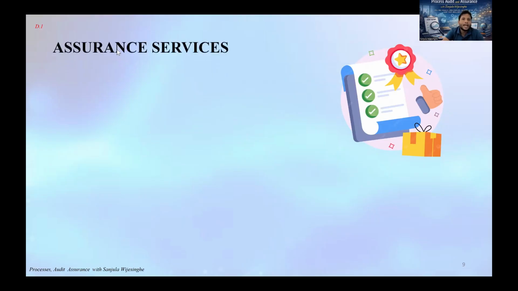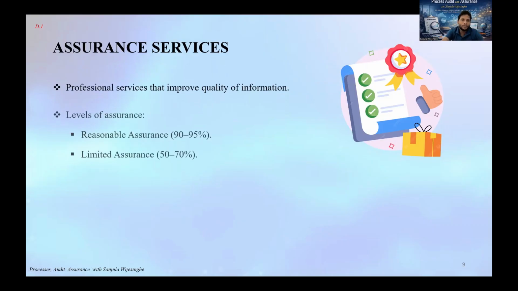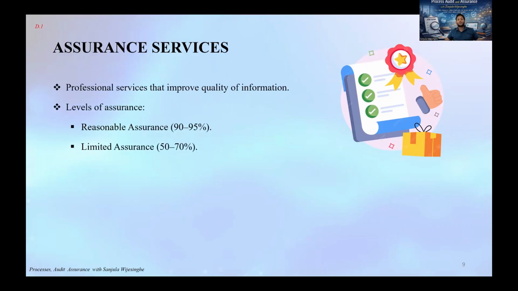Now you see assurance services. Now you need to go to the assurance service. Professional services that improve the quality of information. Now, level of assurance: reasonable assurance and limited assurance. For external auditing, we are going to give reasonable assurance. You do not require to mention these percentages, but for you to understand the concept clearly, I have added these percentages. Then and there you can understand it easily. This is what is meant by this, right?